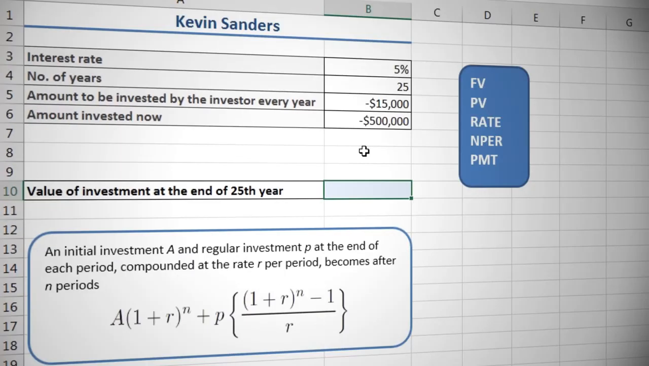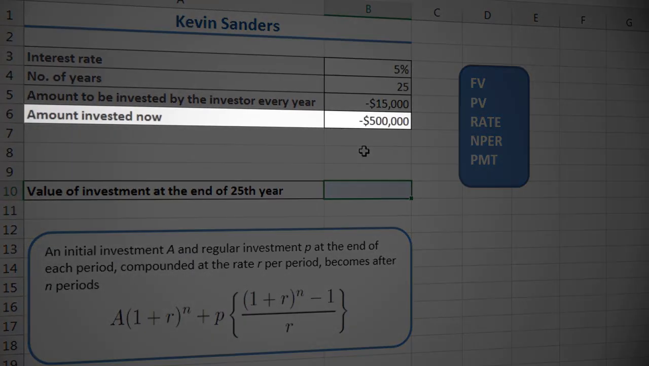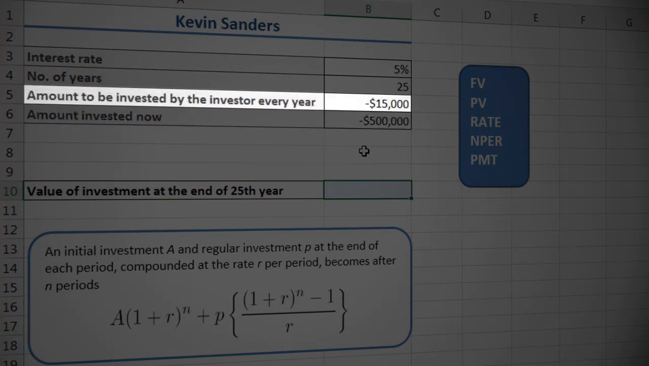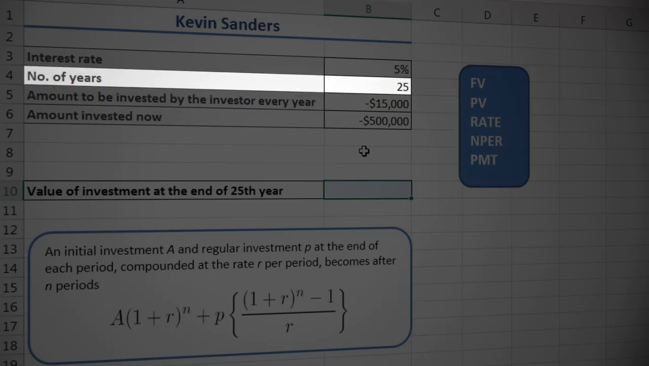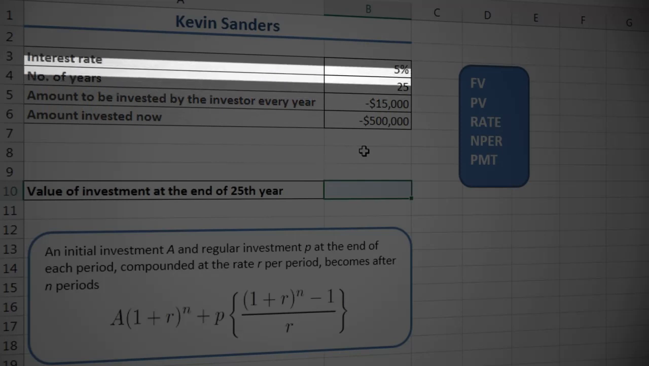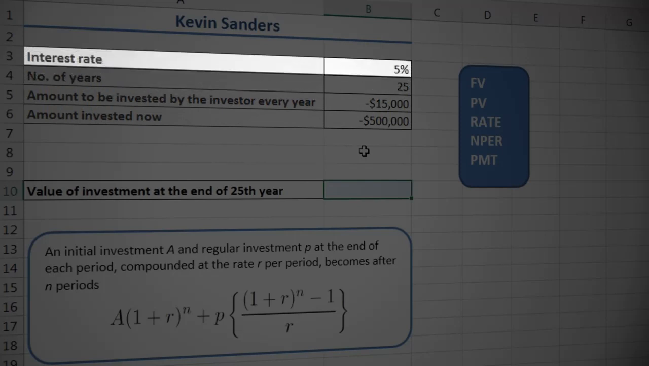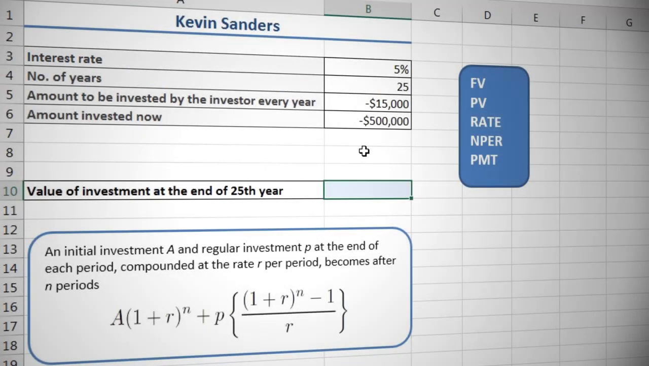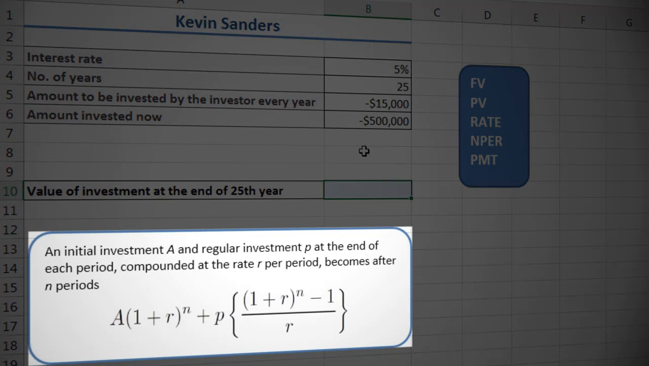For example, Kevin wants to invest $500,000 now, and then add a further $15,000 to his investment every year for the next 25 years. He's been given a fixed interest rate of 5%. The calculation to work out what his investment will be worth in 25 years' time is shown over here.